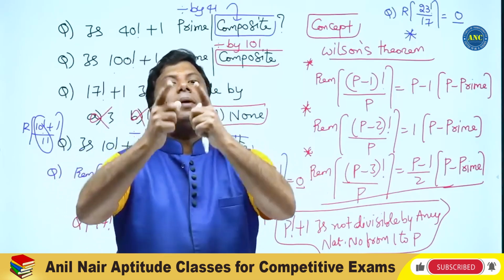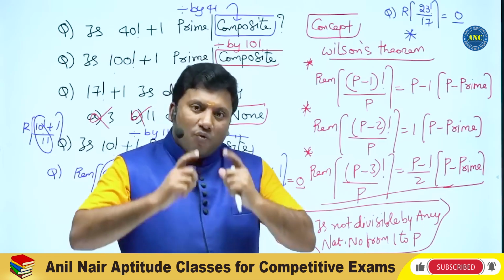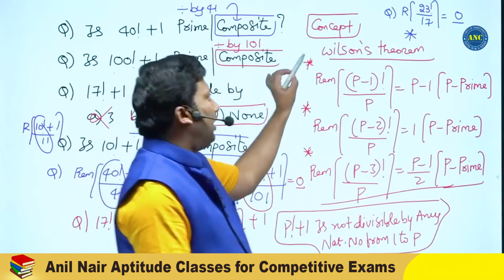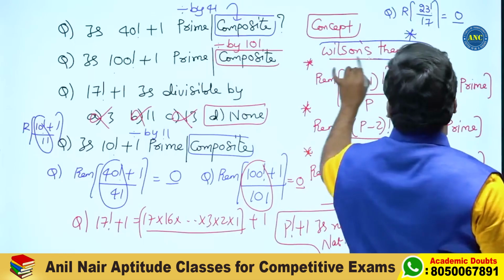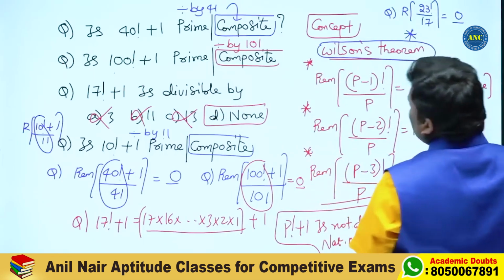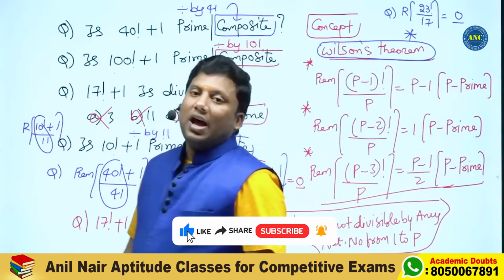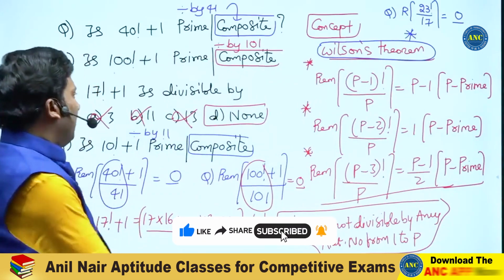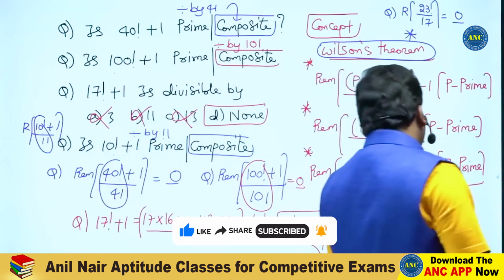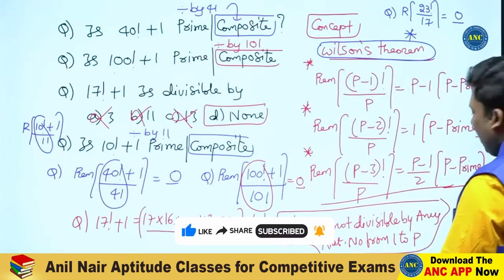Whenever factorial numbers are there in the numerator, when it is divided by a prime number, you have to use Wilson's theorem. Wilson's theorem is used to find the remainders when the numerator is in factorial format and the denominator is a prime number. Is the idea clear? I hope the idea is clear.